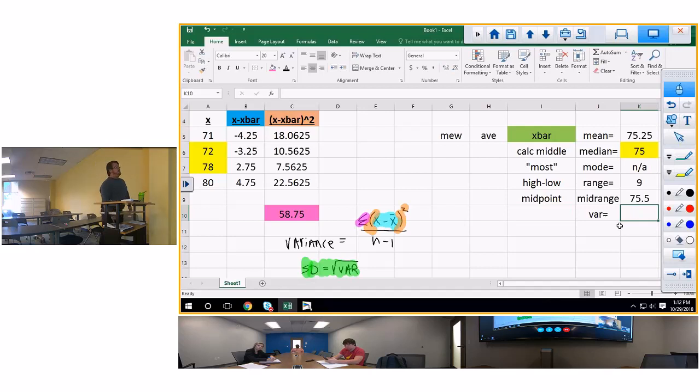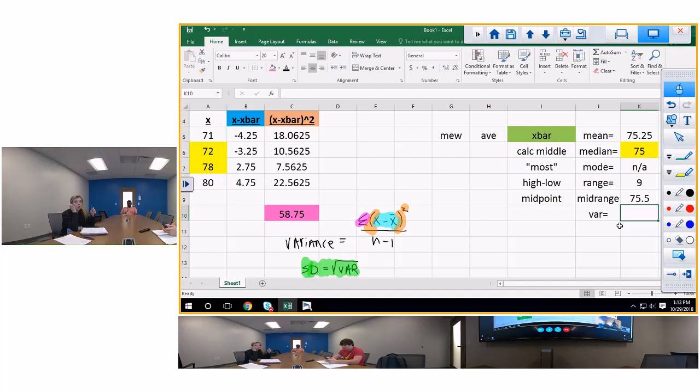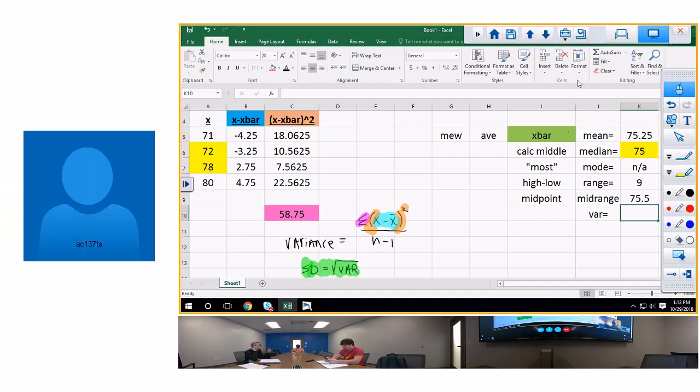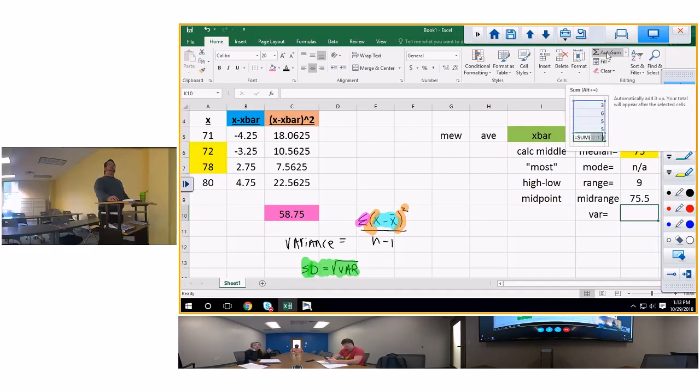All right, does anybody have any questions about what I just did? Now that is about the easiest way that I can teach students to get the variance. Yes? How did you just do that? I just added them up. I just hit summation right here. See it? Auto sum up there.